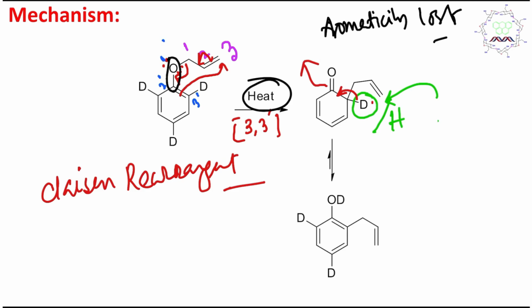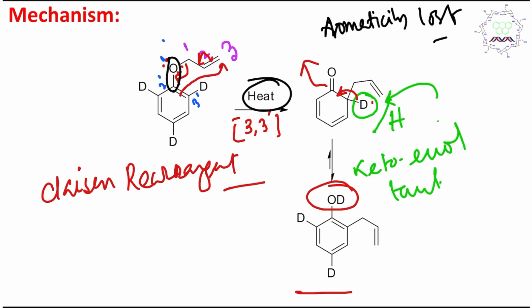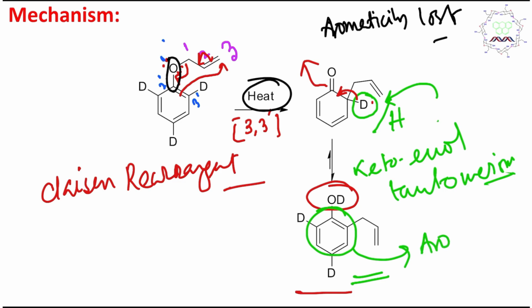So ultimately this will produce this OD, and the equilibrium for this keto-enol tautomerism prefers to go to the enol side in this case. Why? Because the final product has aromaticity, means it is stable. So that's why the reaction will happen.